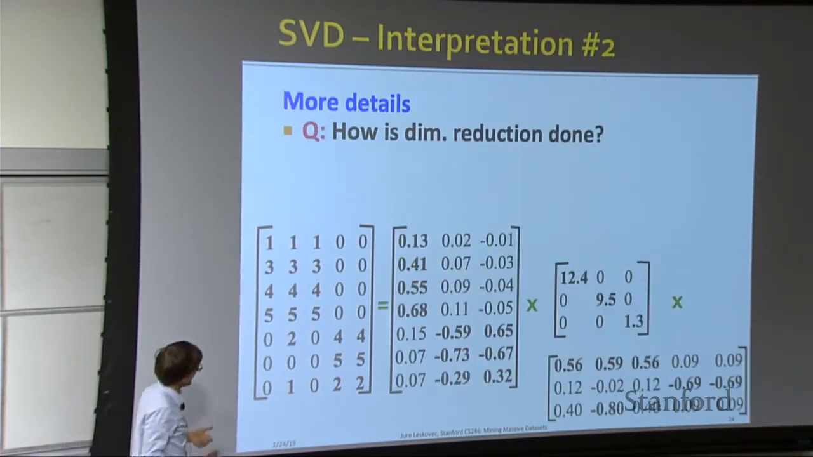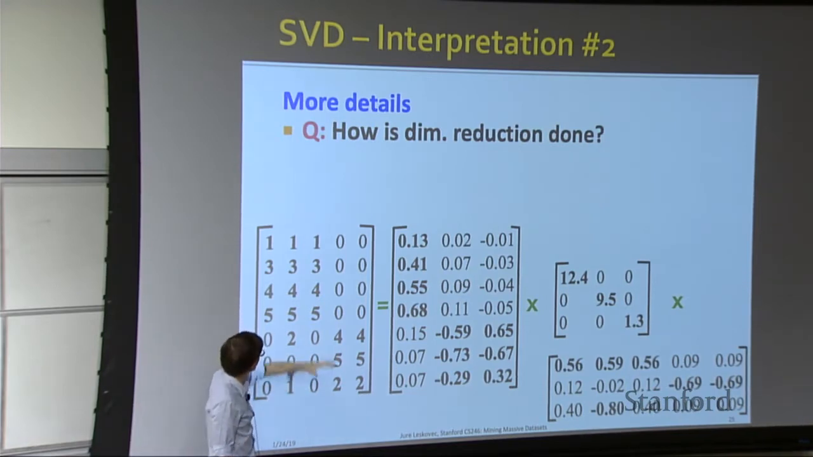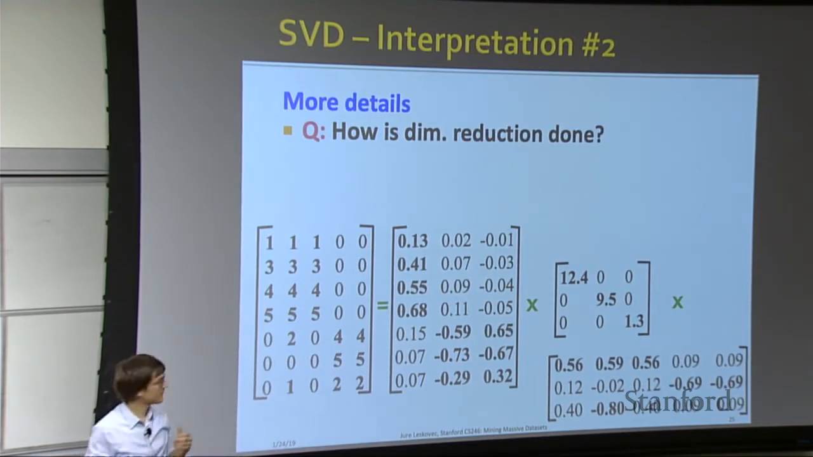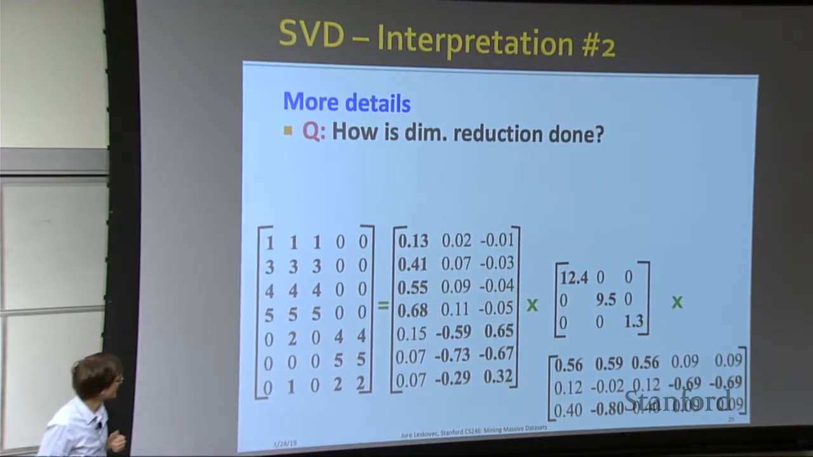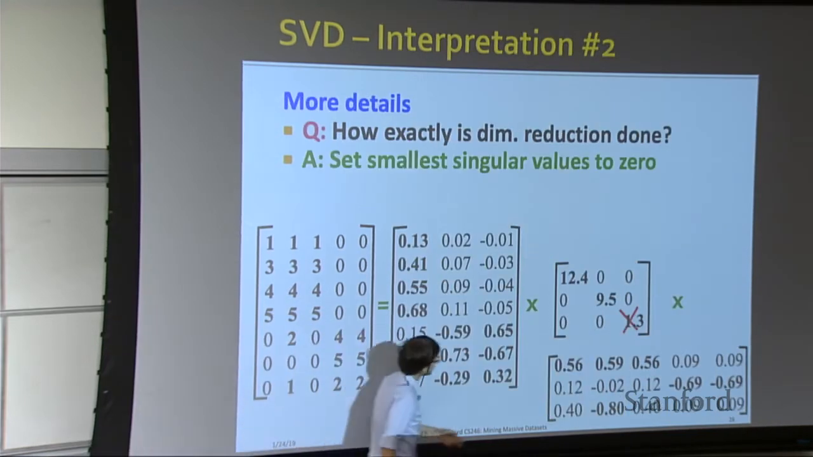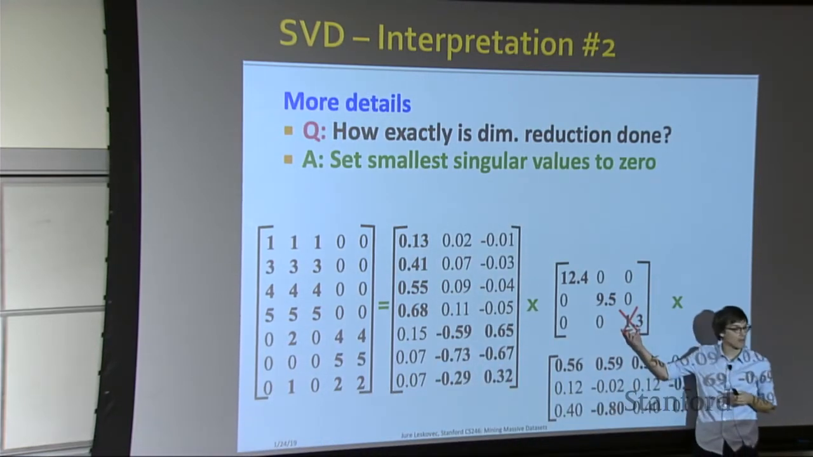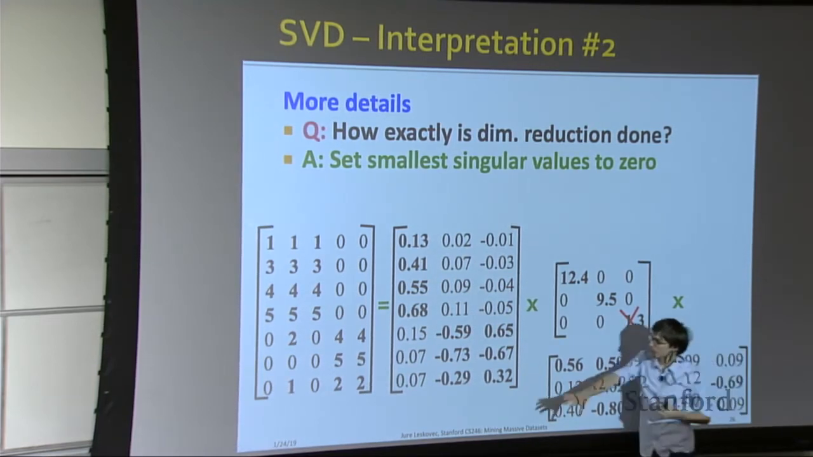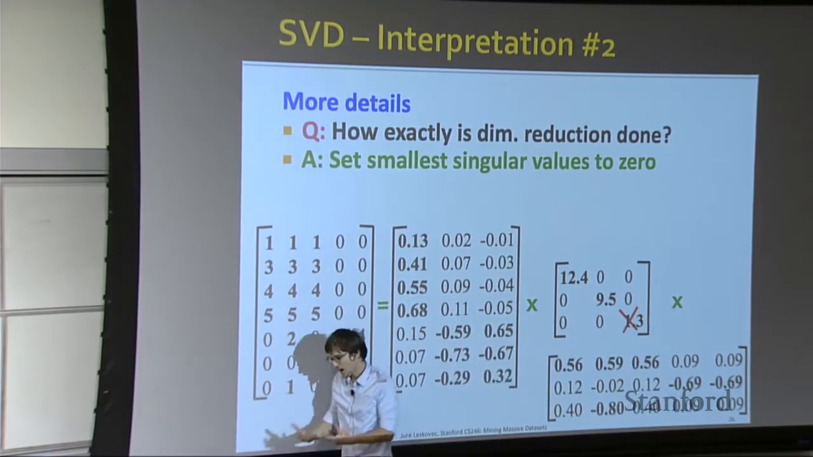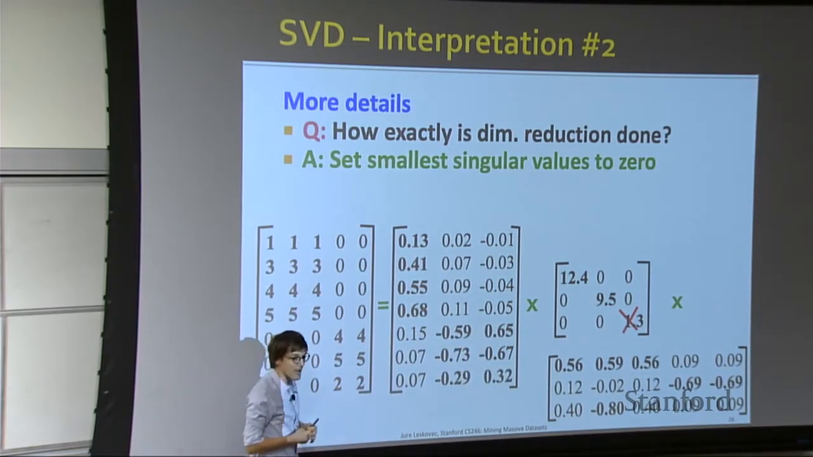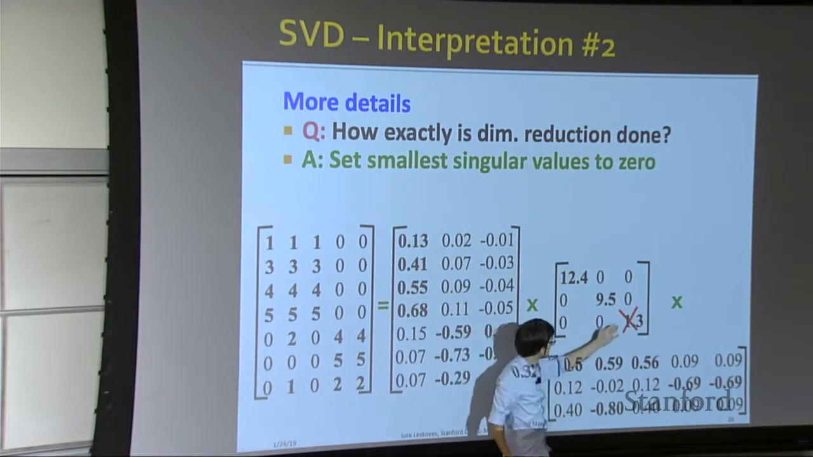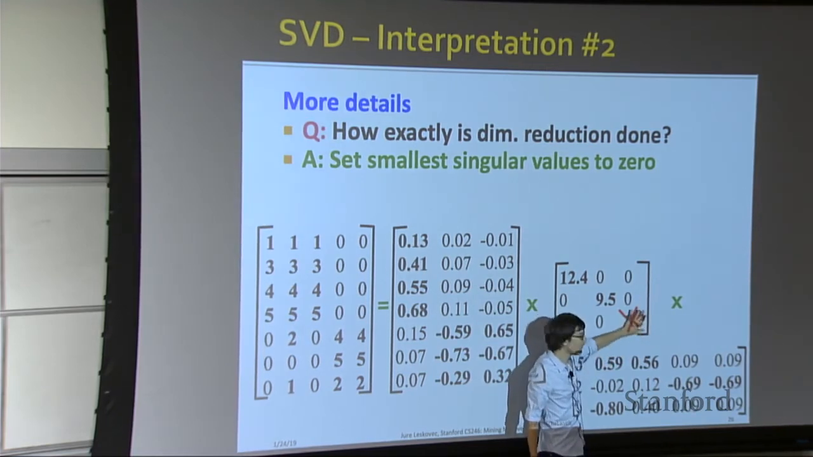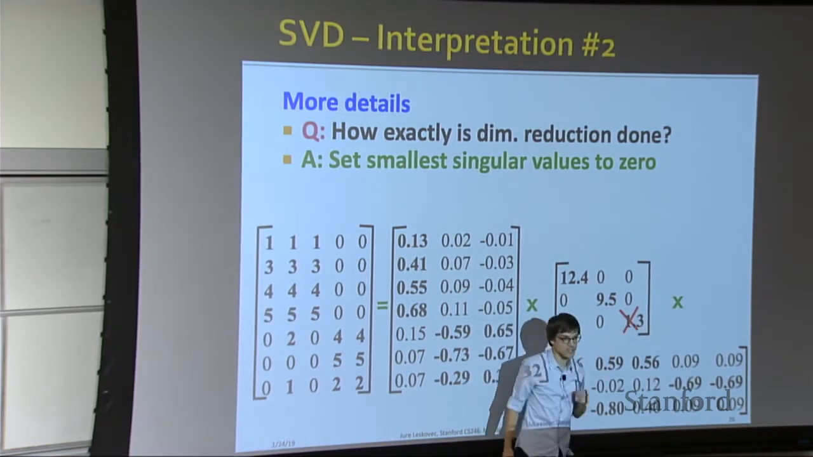Now, let's ask, how do we really do dimensionality reduction, right? So if I take my data matrix, do singular value decomposition, and I want to do further dimensionality reduction, the way I do this is quite simple. The way I do it is I zero out some singular values. So what am I saying is, if I want to now take this original matrix and project it down to only two dimensions, I compute SVD, and then I zero out the smallest singular values. So here, I could zero out 1.3. So I can replace it with a zero here.